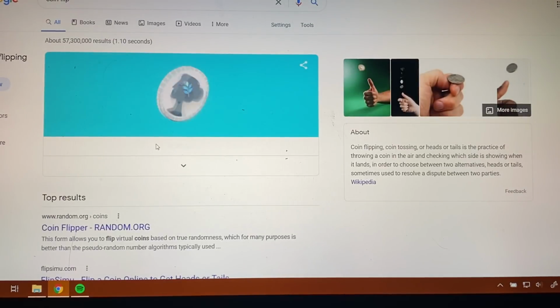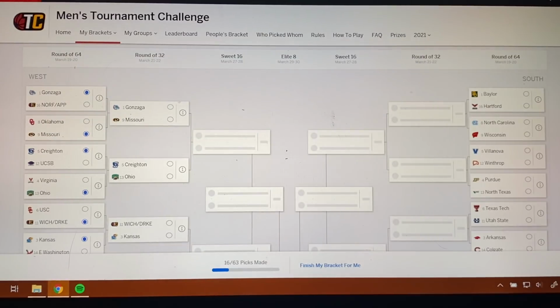Baylor versus Hartford. Do we have a 16 seed moving on? We do. We have our first 16 seed. We have Hartford moving on past Baylor here for a spot in the round of 32. Congratulations to Hartford. I think they're the Hawks. I mean, that's what it looks like there.